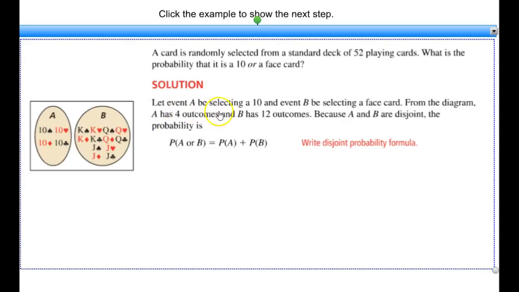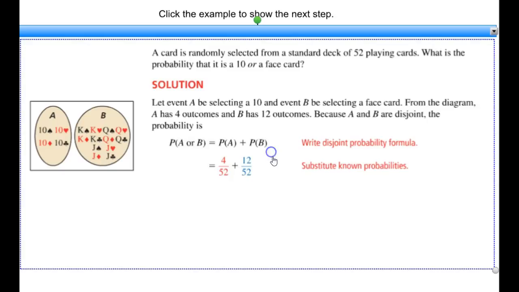So first I want to look at my events. A is going to be selecting a 10. So here are my possibles. I can have the spades, hearts, diamonds, or clubs. And then B is selecting my face card, so there's all of my possibilities there. From my diagram, I see I have 4 possibilities for A and 12 possibilities for B. So they're disjoint. There's nothing that's overlapped.